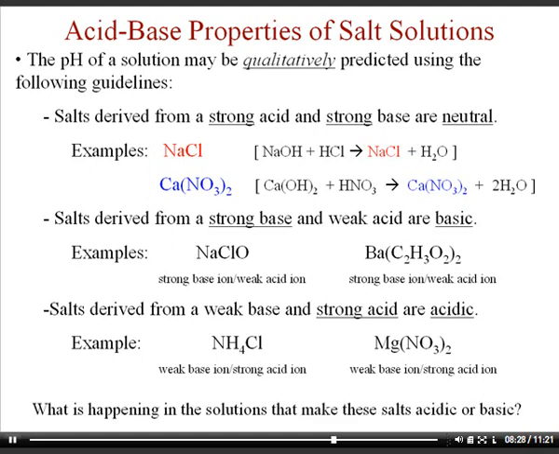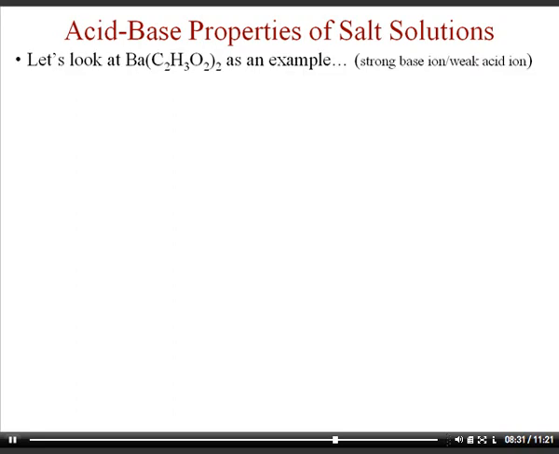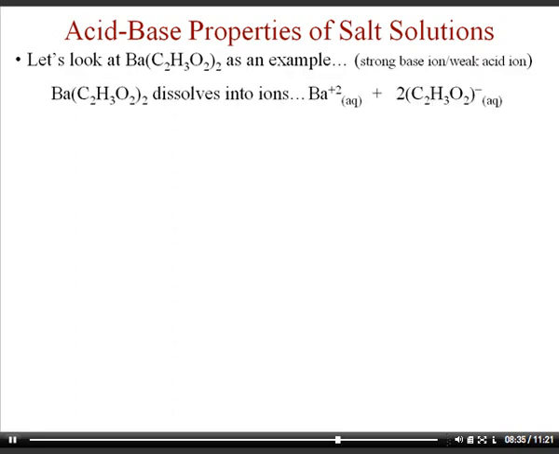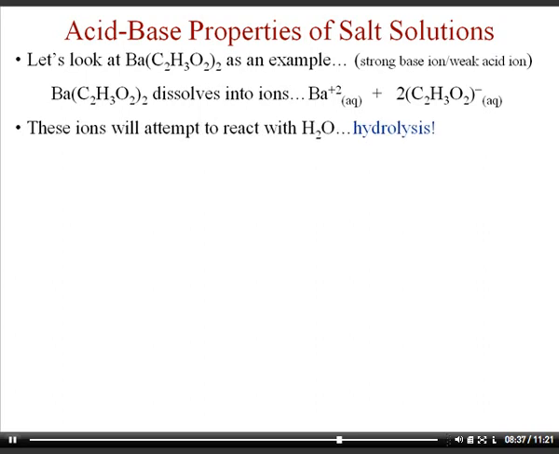So what's happening in the solution that makes these things slightly acidic or slightly basic? Let's break apart barium acetate into its ions. You have barium ions and you have acetate ions. Now, those ions are going to try to undergo hydrolysis. They're going to try to react with water.